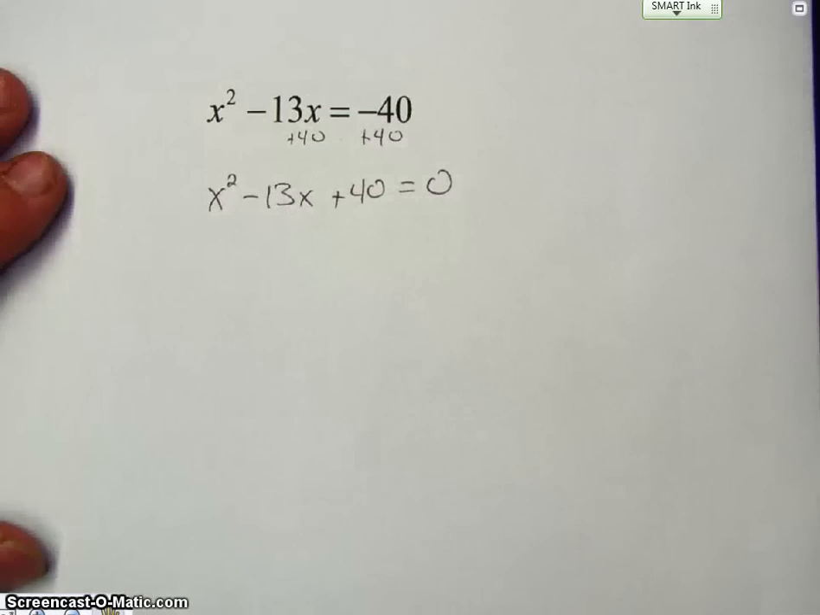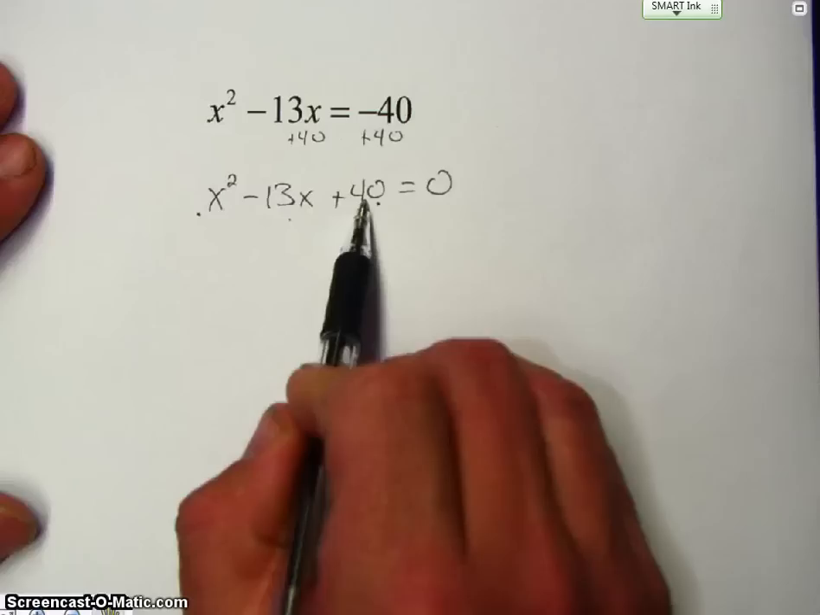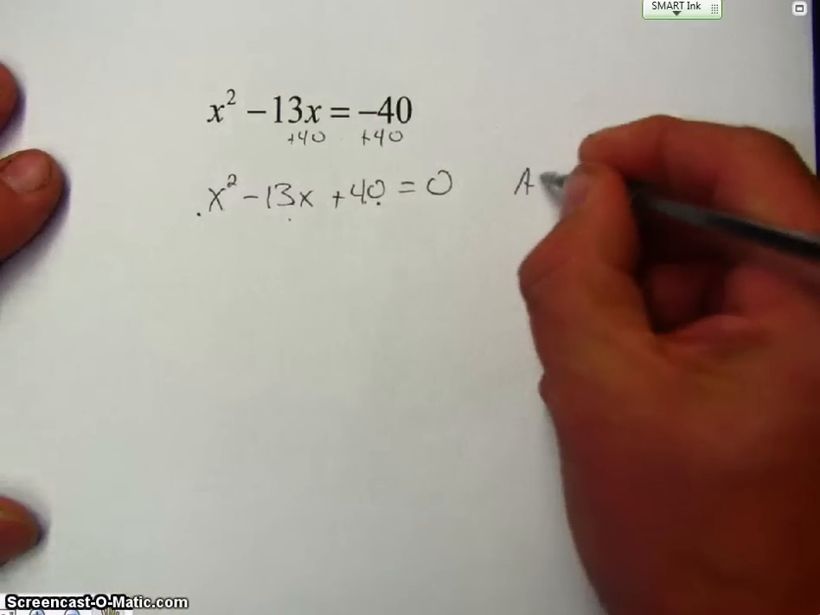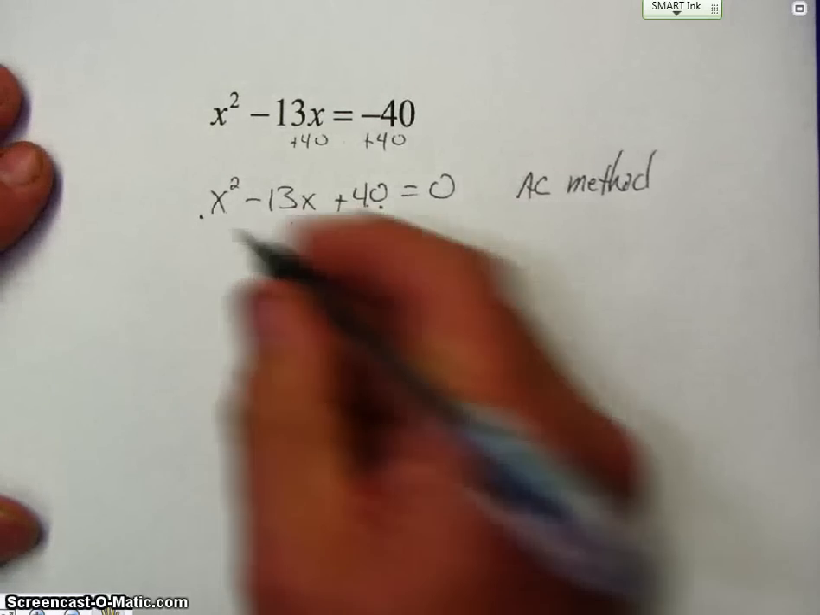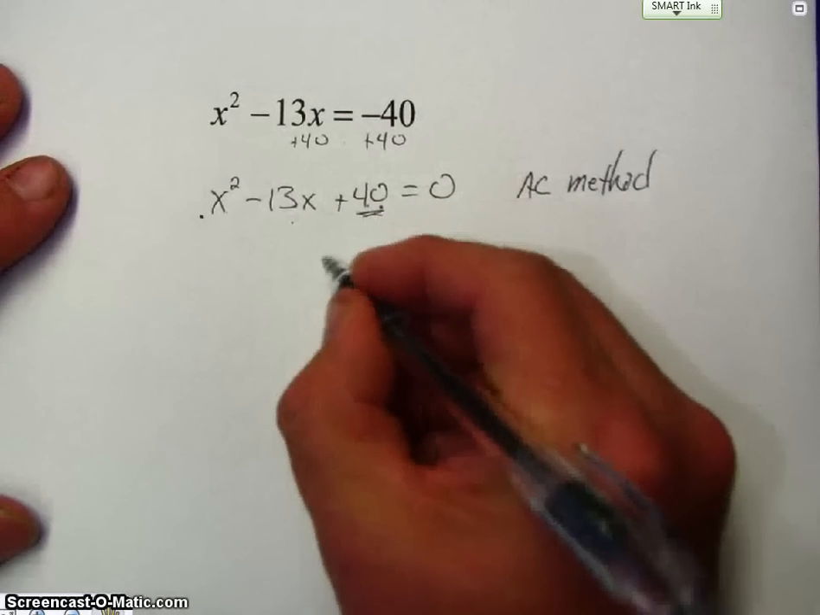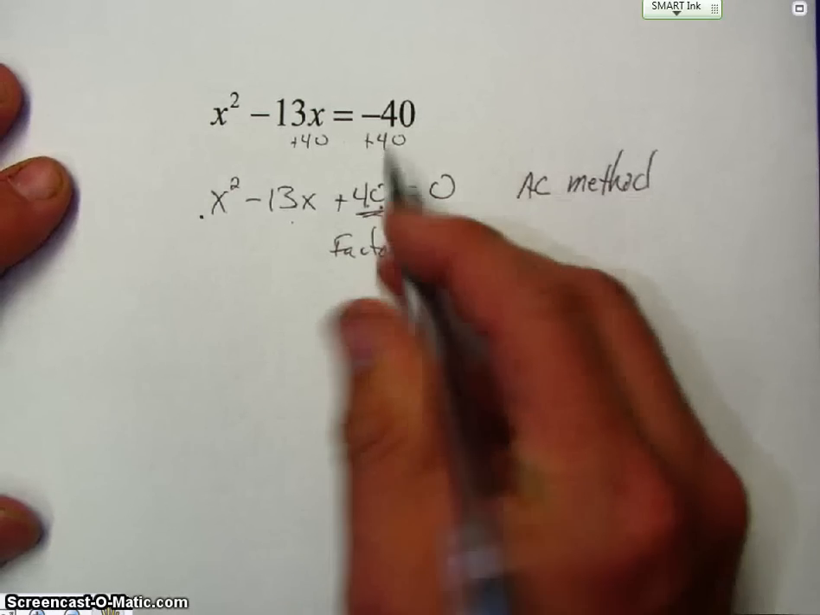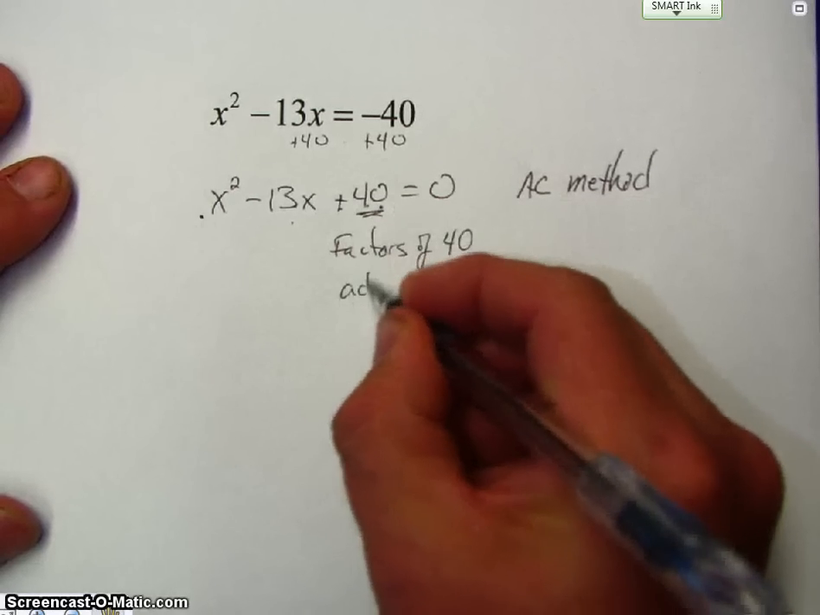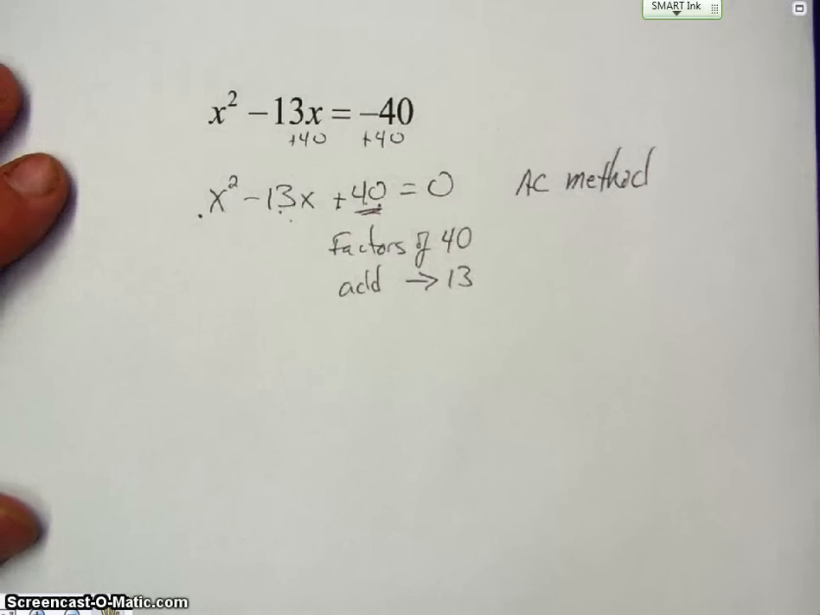All right, now, no GCF. There's 1, 2, 3 terms. That means that has to be the AC method. All right, so the AC method states we need factors of 40 that if I add will give me 13. So let's list the factors.